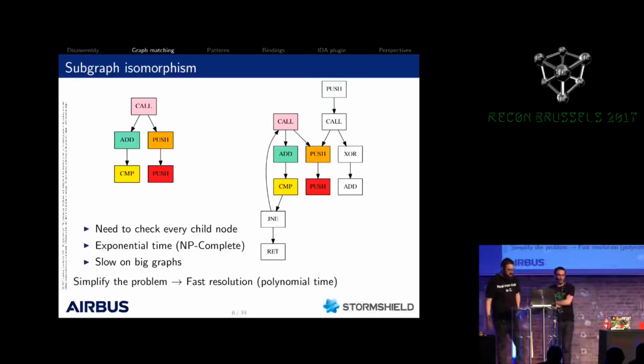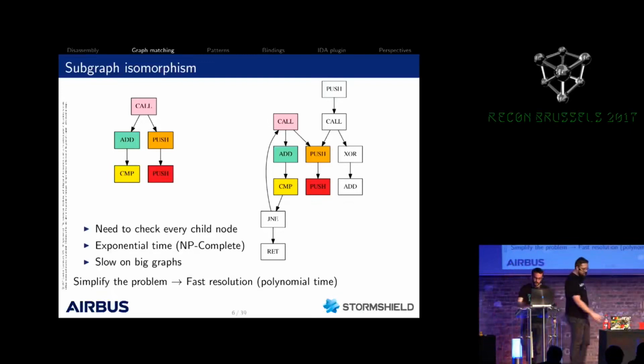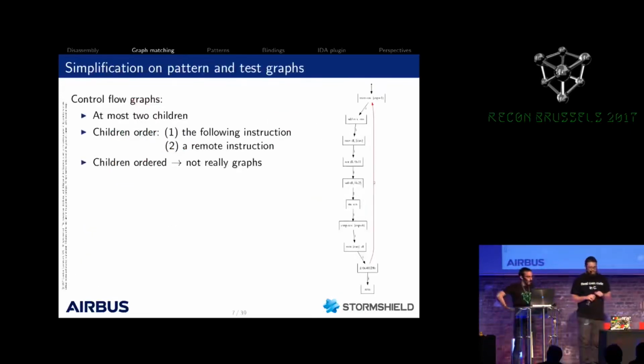Since the usual solution is pretty slow on big graphs, we wanted to have a fast resolution, so we wanted different algorithms. One thing we can say about control flow graphs is that they are not just any graphs. The first property is that when you disassemble them, you'll see that a node in the control flow graph has at most 2 children. It happens when you have, for instance, a conditional jump. You have one child that will be reached when the condition is fulfilled, and one child that will be reached when the condition is not fulfilled. So that's the first property we have on control flow graphs.